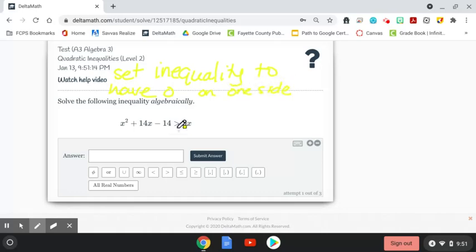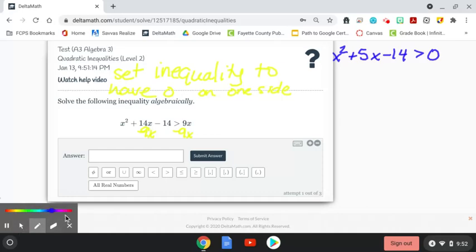So for this one, I'm going to subtract 9x on both sides. Then I'll do the same thing I did in the last problem. So now I'll have x squared plus 5x minus 14 is greater than 0. So I've got it greater than 0. Then I am going to factor.